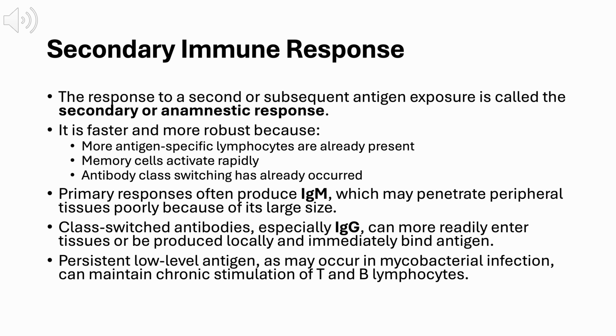That third point has real clinical texture. Primary responses tend to produce IgM, a large pentameric molecule that penetrates peripheral tissues poorly, precisely because of its size. Class-switched antibodies, especially IgG, enter tissues far more readily, or can be produced locally, and immediately bind antigen. One more clinically important note. Persistent low-level antigen, as in mycobacterial infection, can maintain chronic stimulation of T and B lymphocytes, effectively keeping the secondary response smoldering. That sets up our tuberculosis case perfectly.